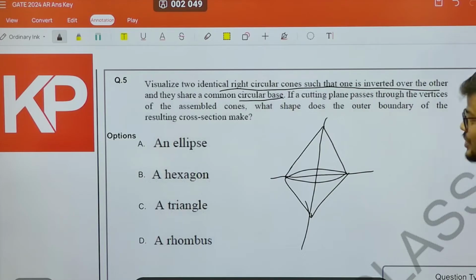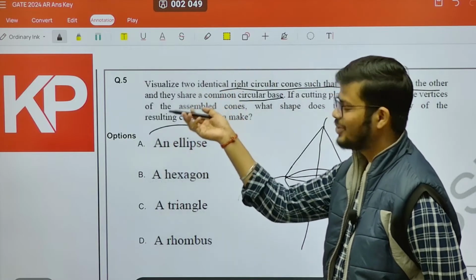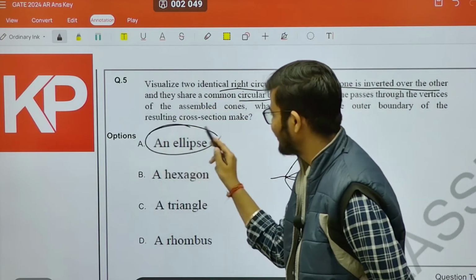Now for solving this question number 5, what are the things? Is it an ellipse? No, it is not an ellipse.